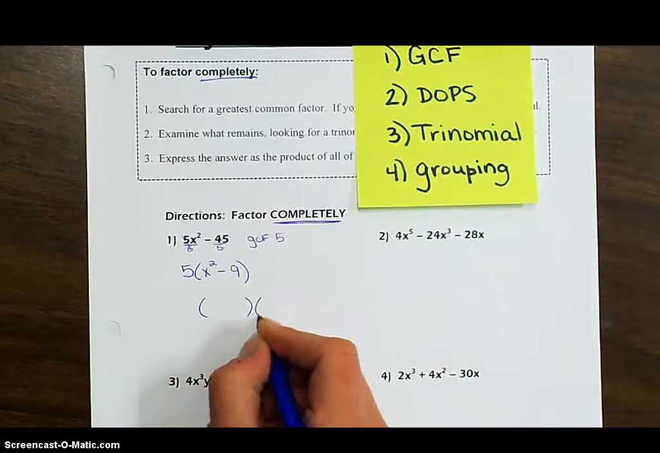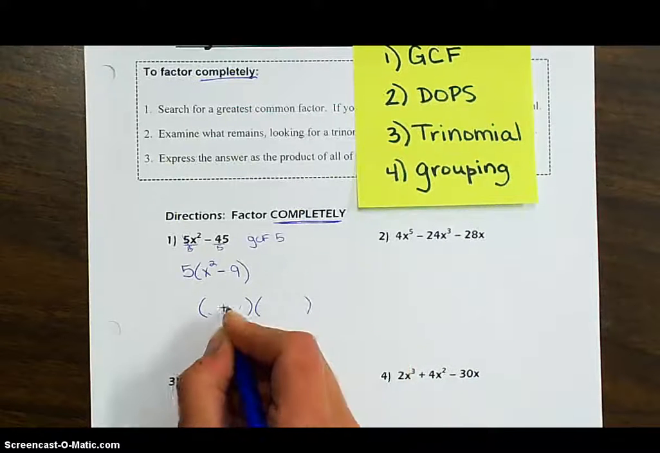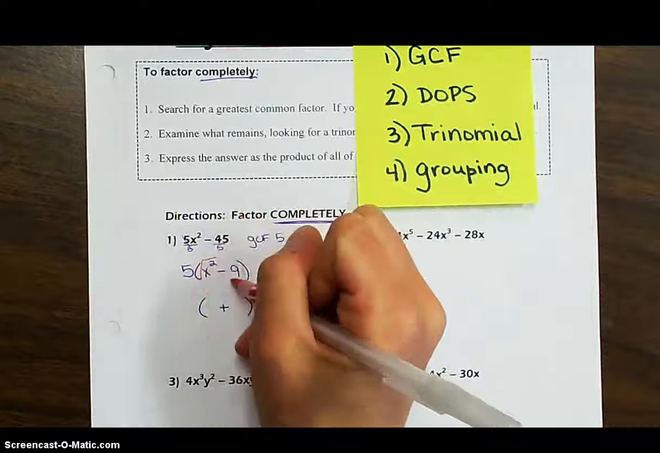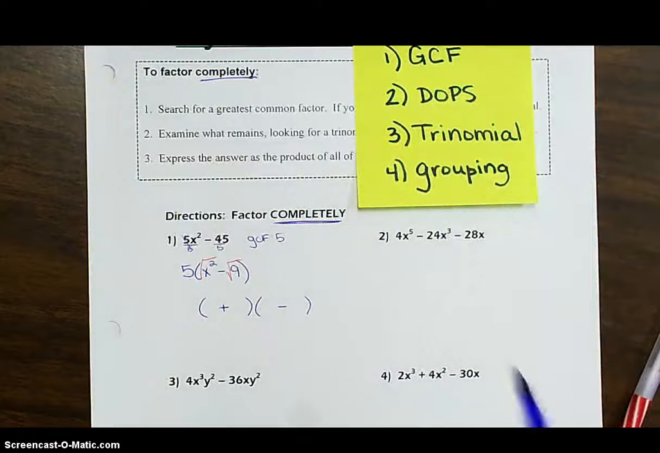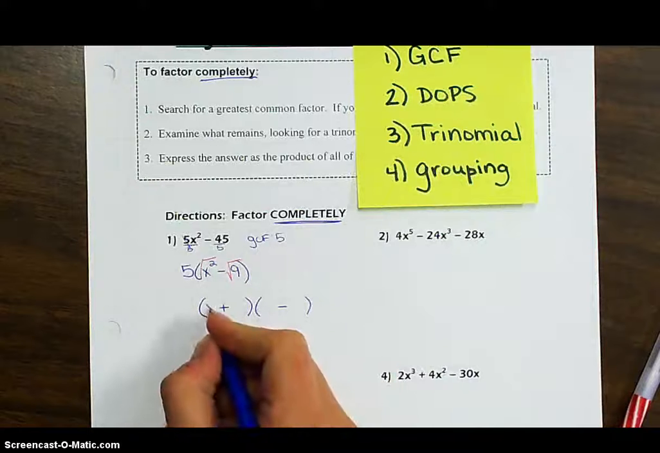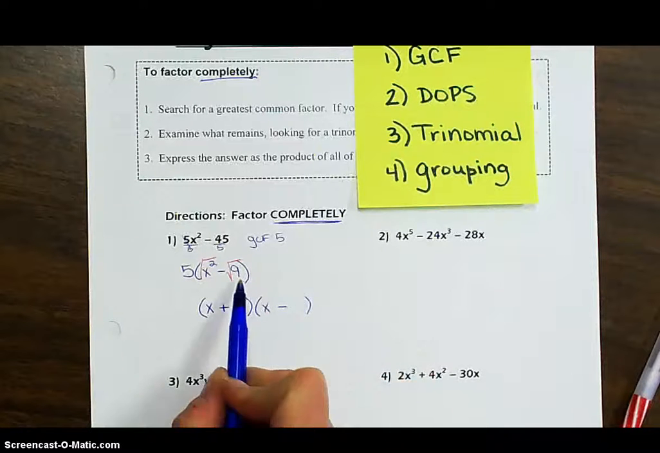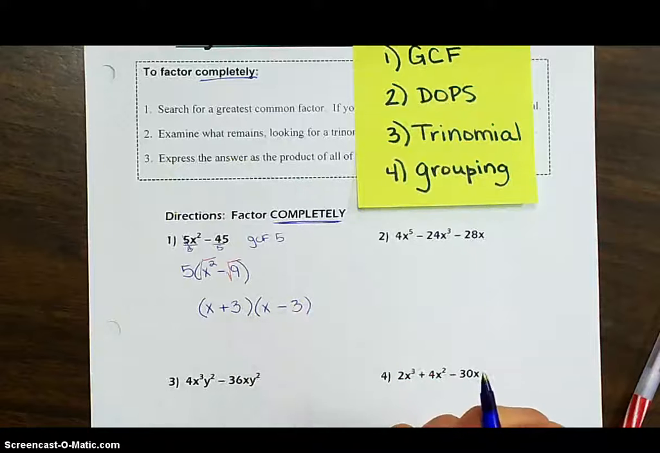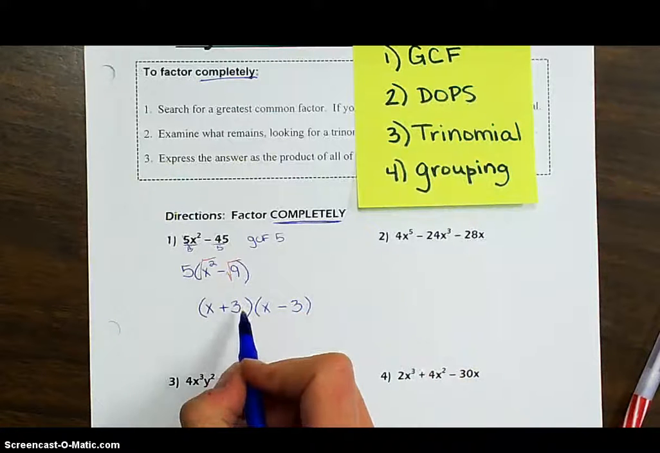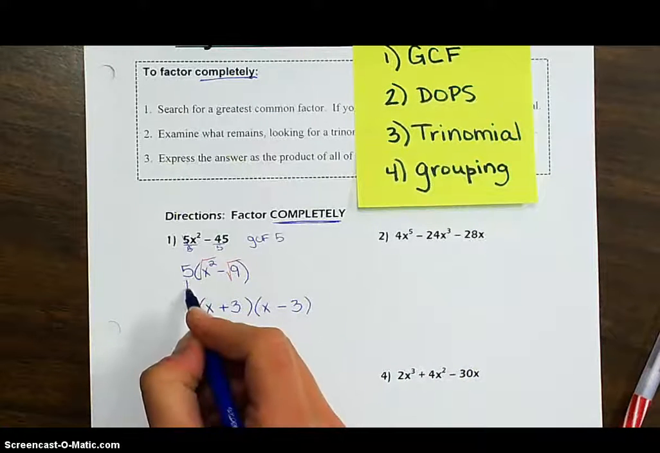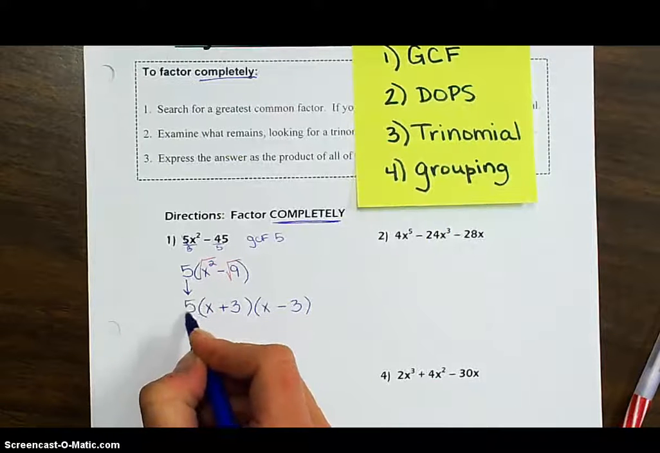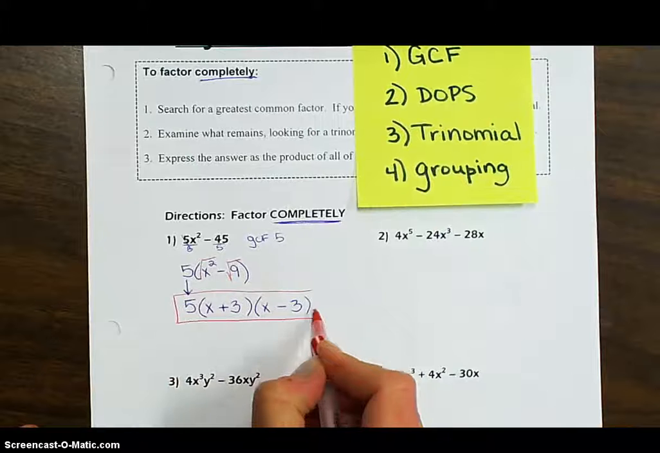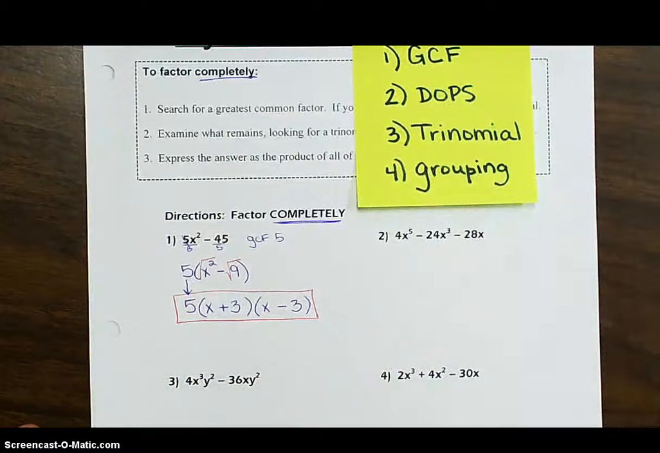So I'm going to make my 2 sets of parentheses. One gets a plus, one gets a minus. Now we're going to go back up and take the square root of both of our terms. The square root of x squared is x and x, and the square root of 9 is 3 and 3. Okay, now we factored twice, but we're missing one of our factors. I have to take this 5 and bring it straight down, because all of these together is my final answer. And we've done it.